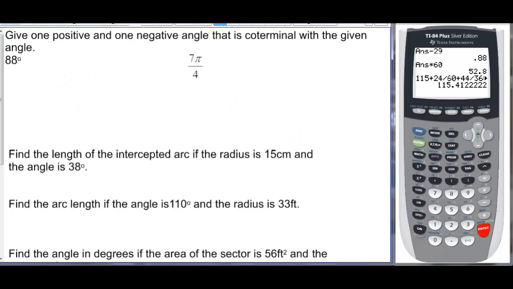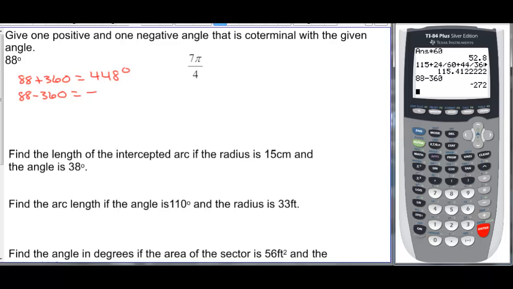You have one positive and one negative angle that is coterminal with a given angle. We just need 88 plus 360. That's 448. And 88 minus 360, that's negative 272. And then with 7 pi over 4, we add 2 pi.